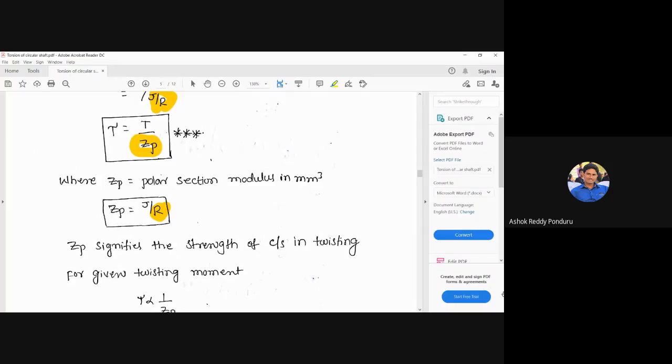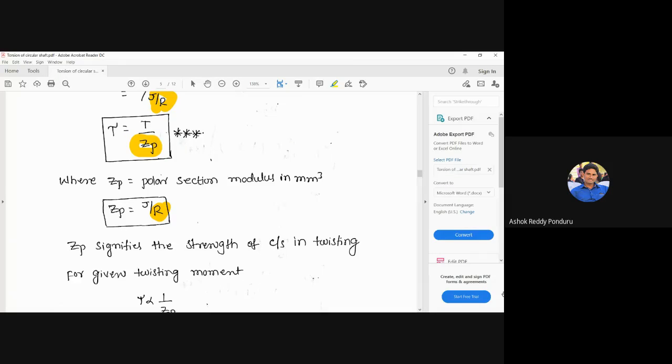Okay. But we may get a doubt here, sir. The shafts are always in a circular cross section? No, it is in a rectangular cross section also. It is in a trapezoidal cross section also. In such a case, sir, how to find out the stresses?